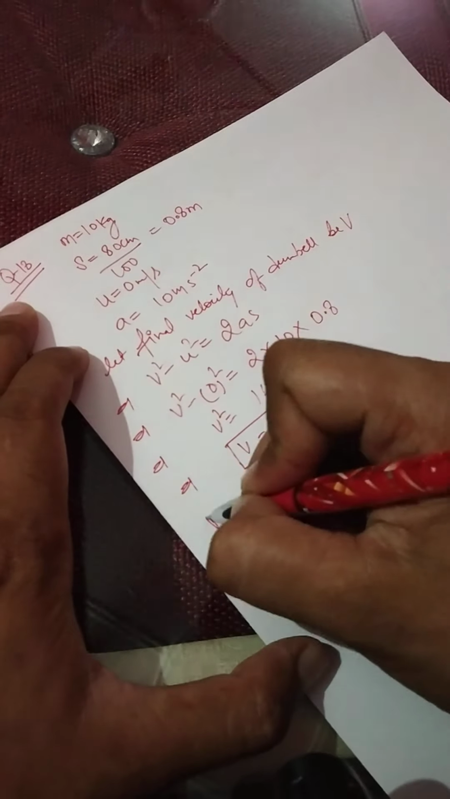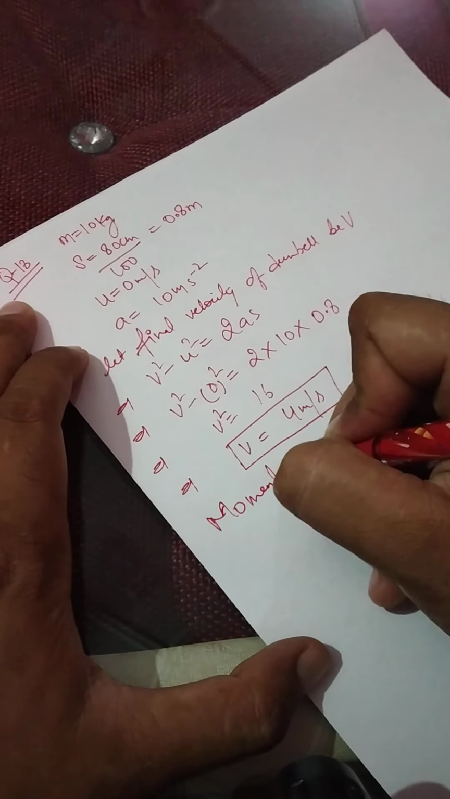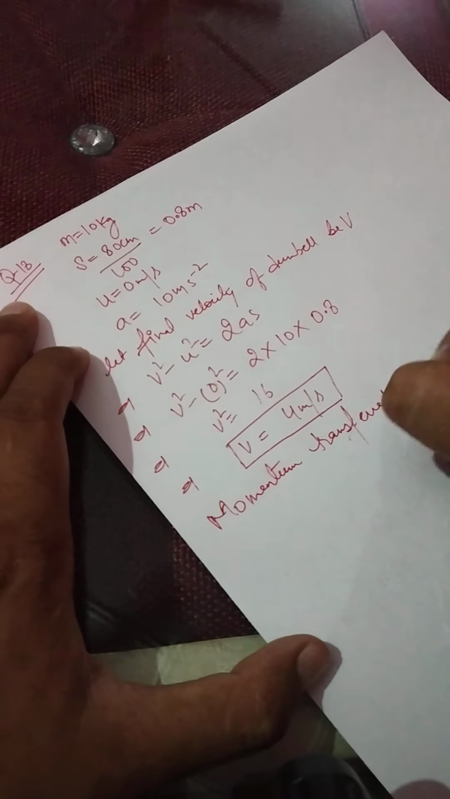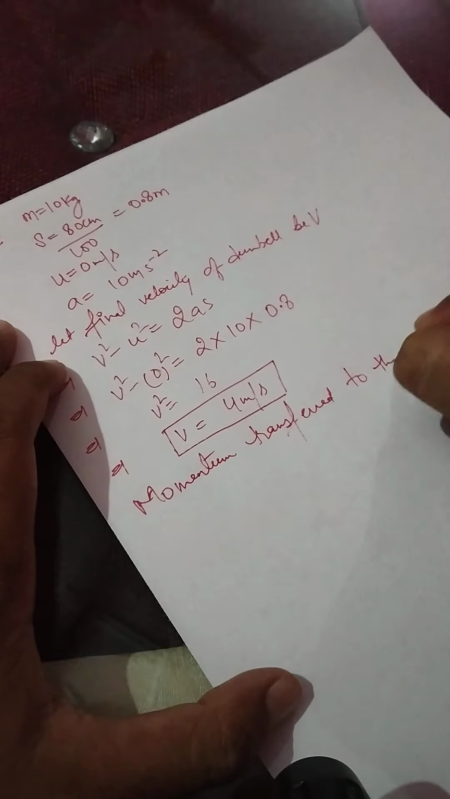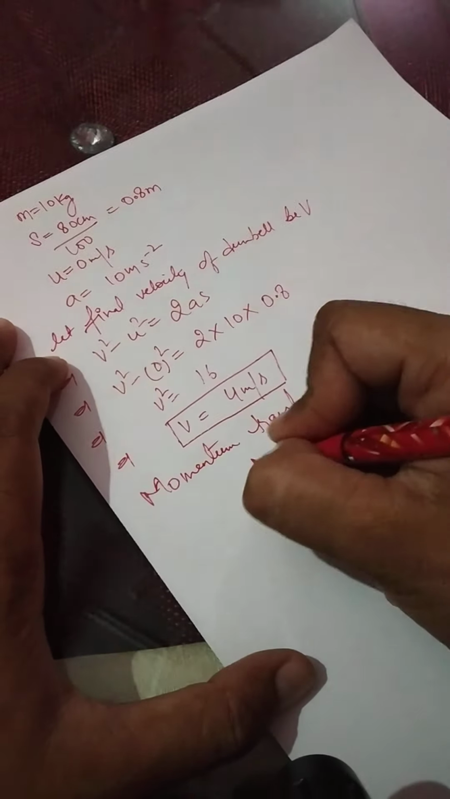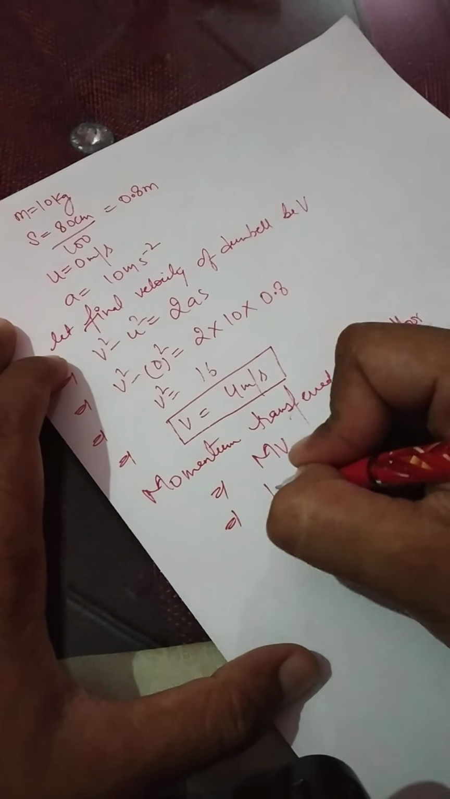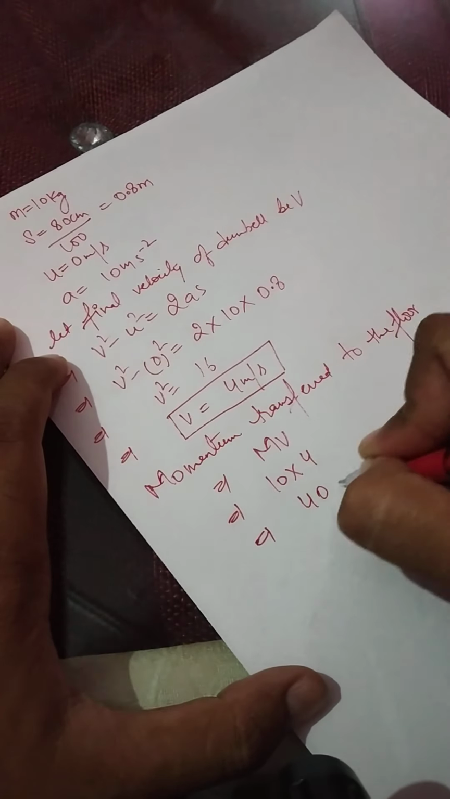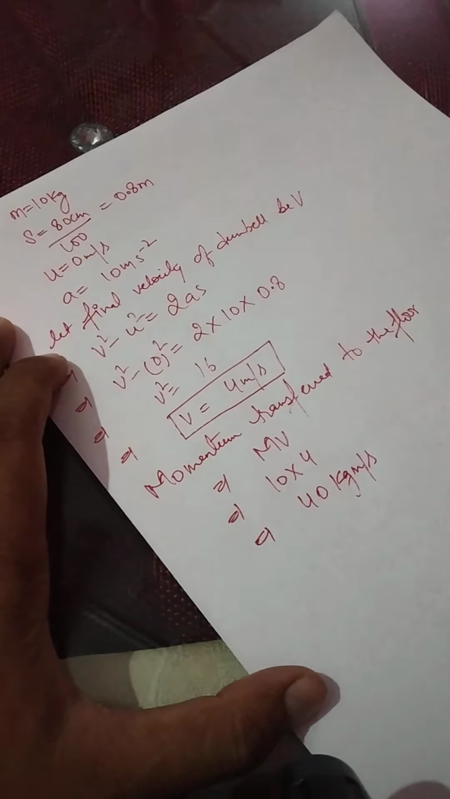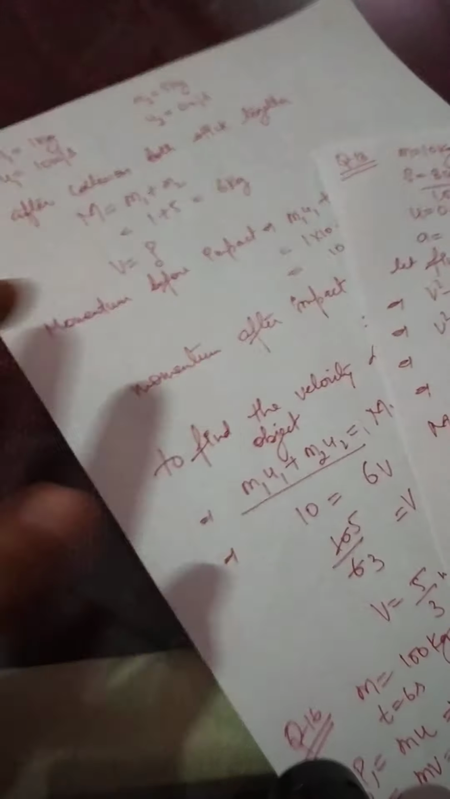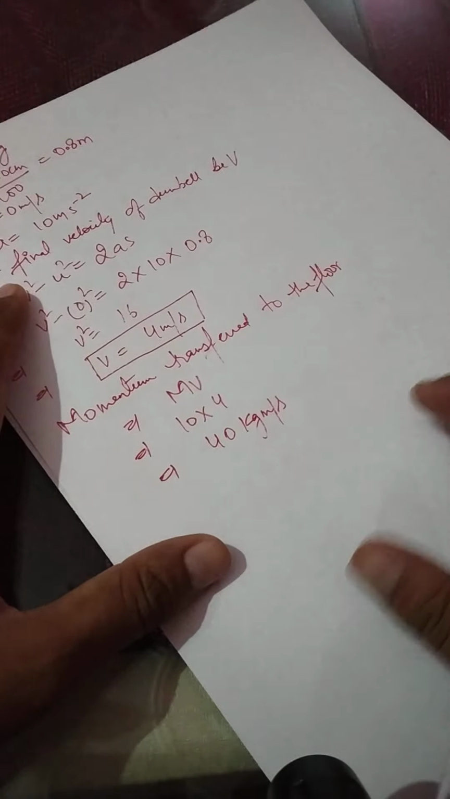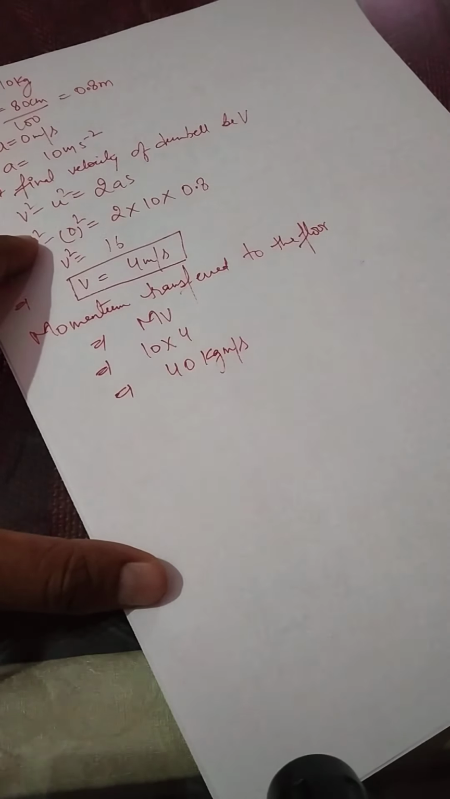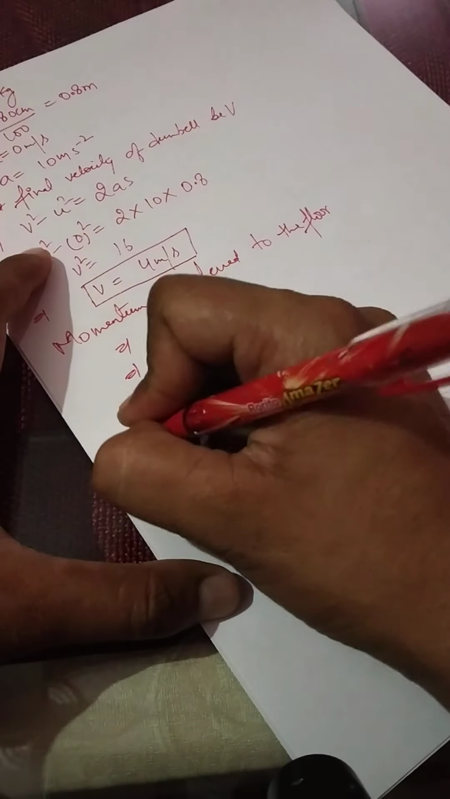So now the momentum transferred to the floor is mv. We know mass is 10 kgs and the velocity is 4. So the momentum comes out to be 40 kg meters per second. This is the momentum that it transfers to the floor. Now we will solve two in-text questions given on page number 126.